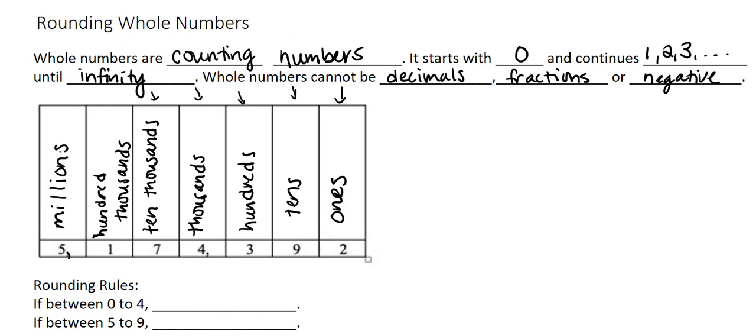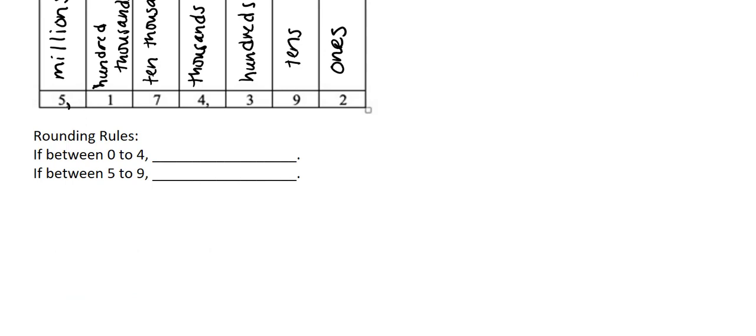And then let's go over rounding rules, which will help us in how we round whole numbers. So rounding rules: if it's between 0 to 4, we're going to round down, and if it's between 5 to 9, we're going to round up. So let's go over examples to see.